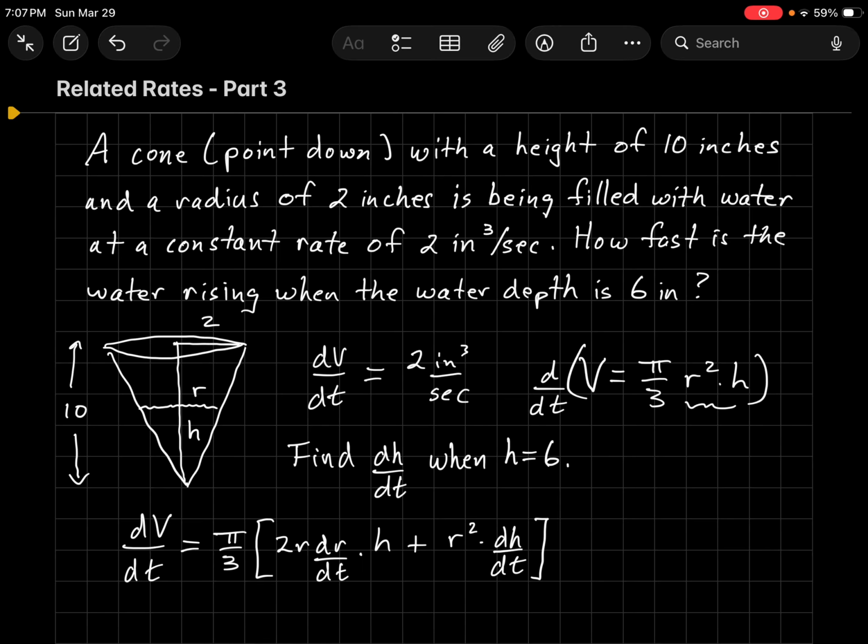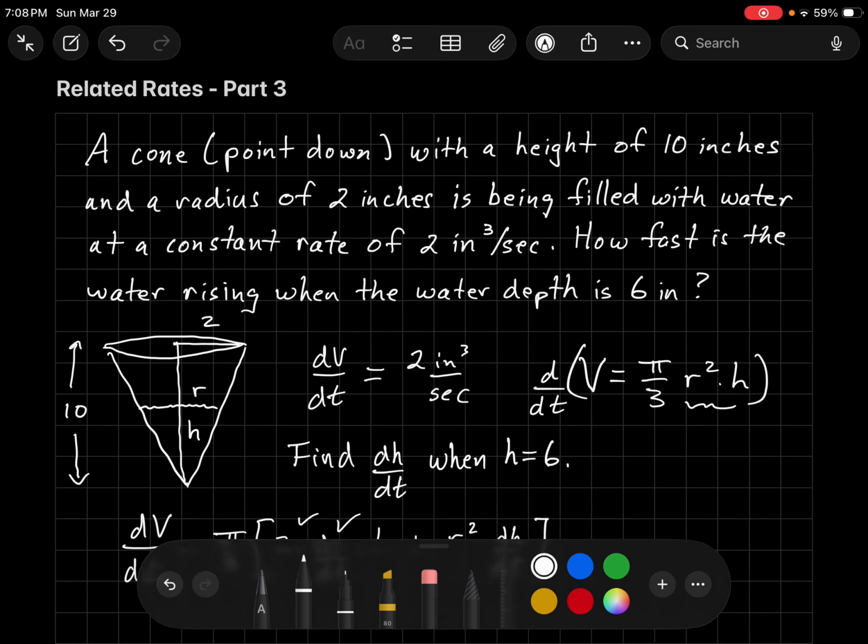The only thing I should not know is dH/dt. I have dV/dt. I know h, trying to find dH/dt. But I think you see the problem already. I should know r and dr/dt. And I don't. Does that mean I did something wrong? Perhaps. Usually, though, it means I missed something. So what did I miss?